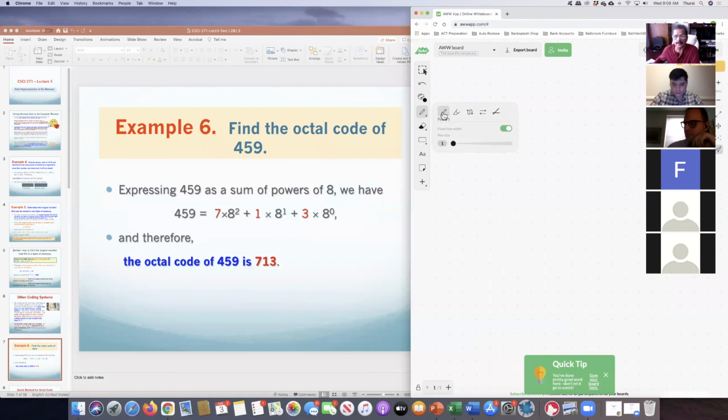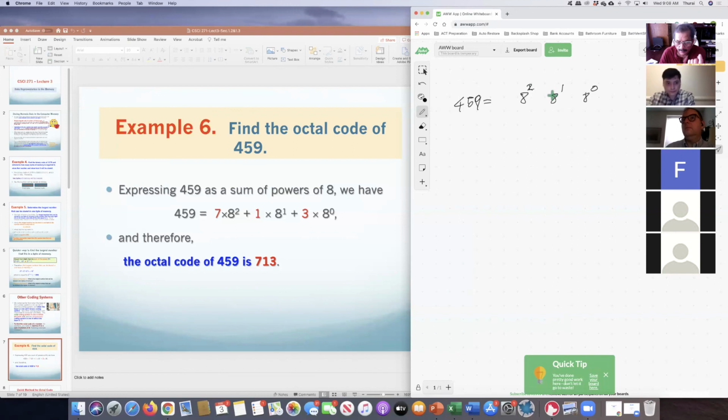You have to express the number as a sum of powers of 8. So where do we begin? Let's write 459 equal to, start at 8 to the 0, go up to 8 to the 1, 8 to the 2. 8 to the 2 is 64, and 8 to the 3 is too big. So therefore, 8 to the 2 is the largest that can fit in here. And once you write that, you have to now figure out what number will go in front of it.